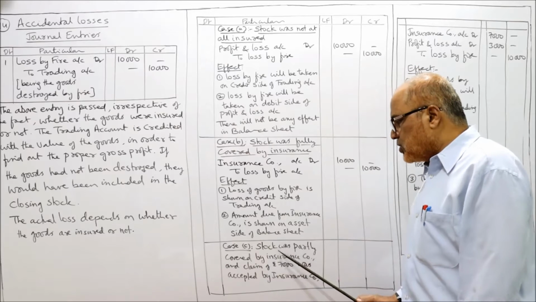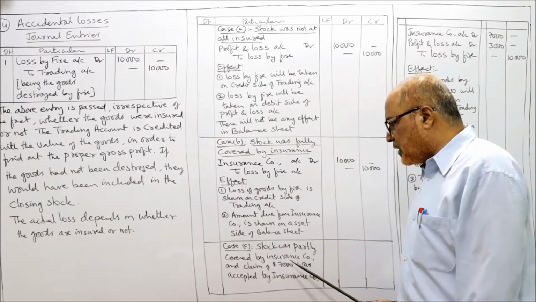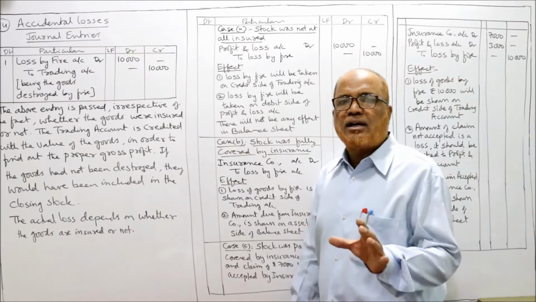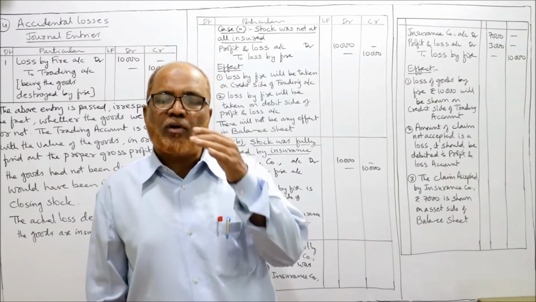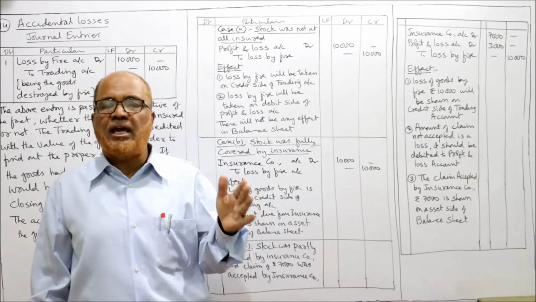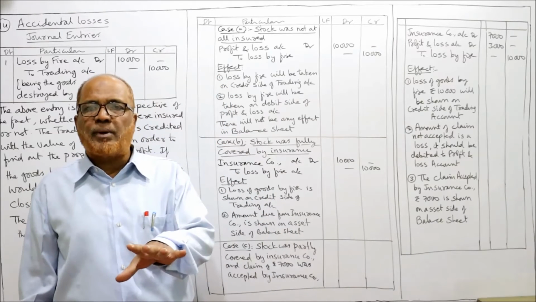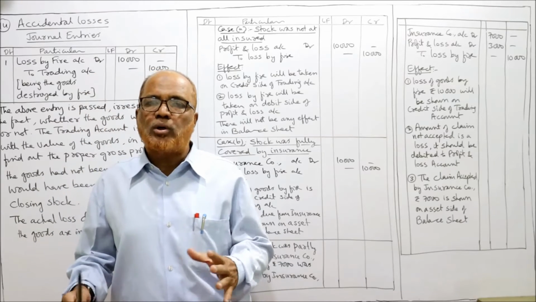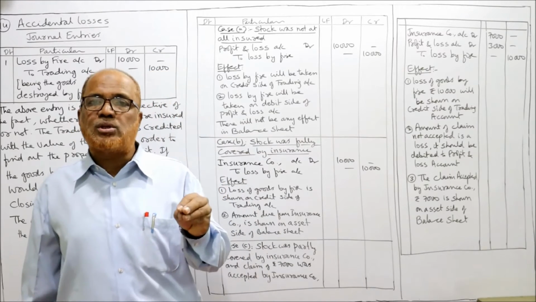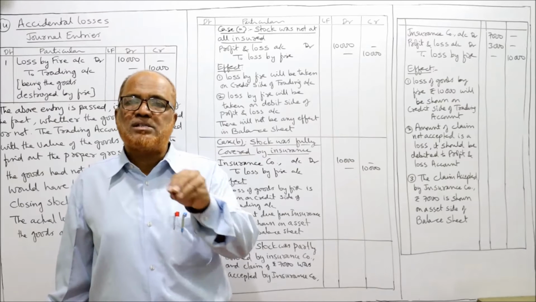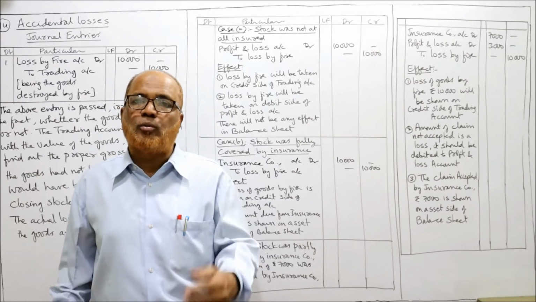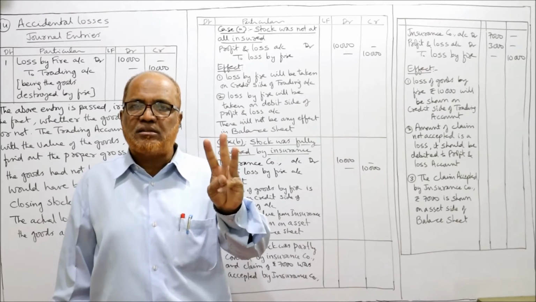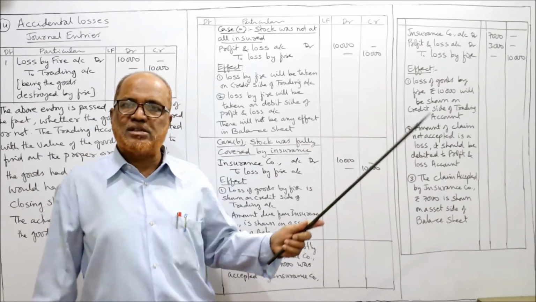Third one, case 3. Stock was partly covered by insurance and claim of 7,000 accepted by insurance company. Third and last case, the stock was partly covered by insurance. The insurance company has agreed to pay 7,000. Actually, total loss to the business was 10,000. Out of 10,000 rupees, 7,000 rupees are agreed to be paid by the insurance company. The net loss to the business is 3,000.